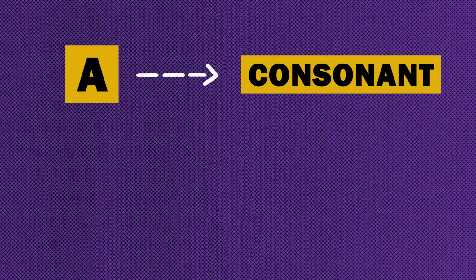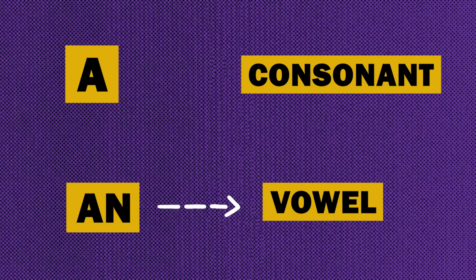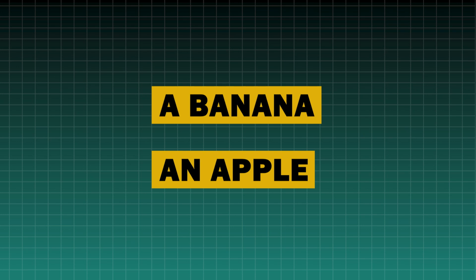Let me explain articles with 2 words. We are using a if the word starts with a consonant. We are using an if the word starts with a vowel, and it should be singular. For example, a banana or an apple.